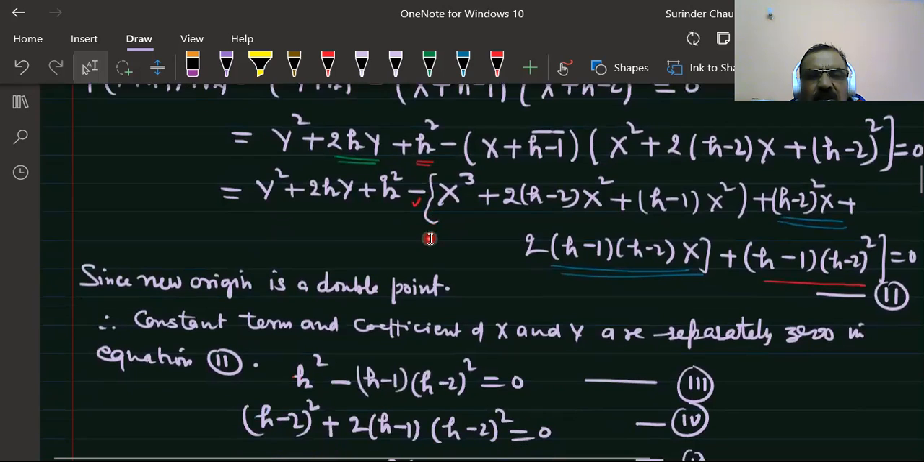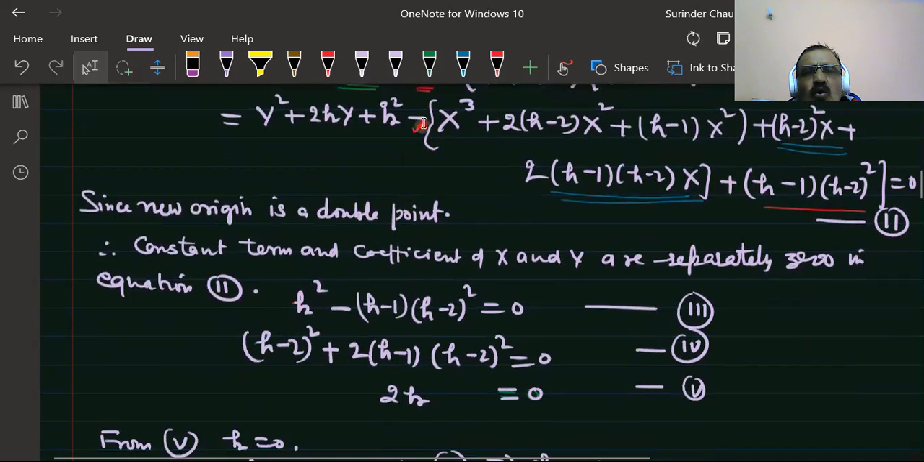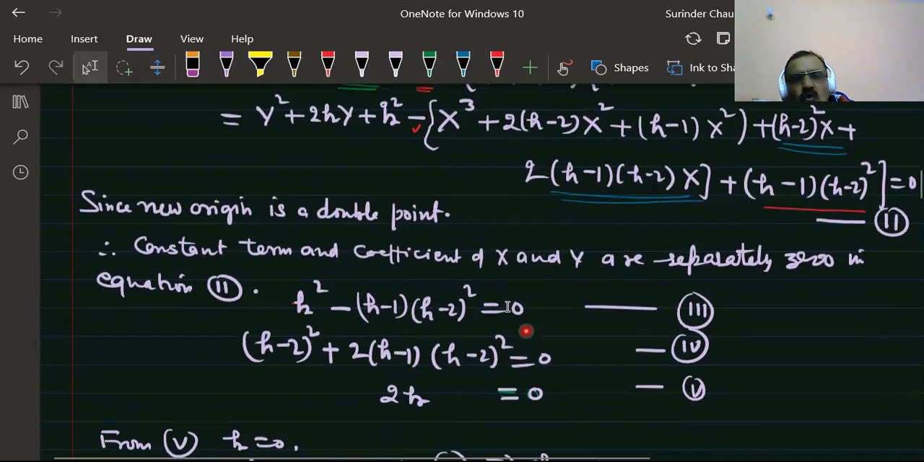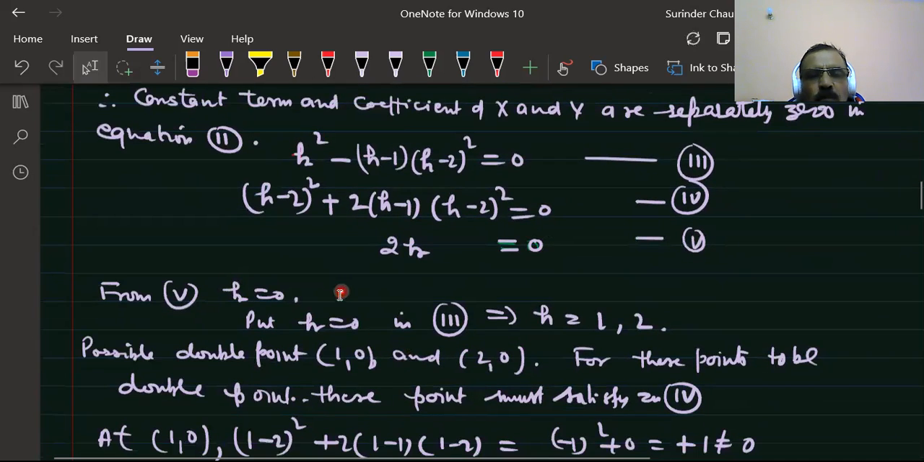This is the constant term, so putting the constant term equal to 0. And this is the first degree term in X: (h − 2)² plus 2 into this is equal to 0. And the first degree term in Y is 2k, that is 2k = 0. So now solve these equations. From the third equation, k = 0.